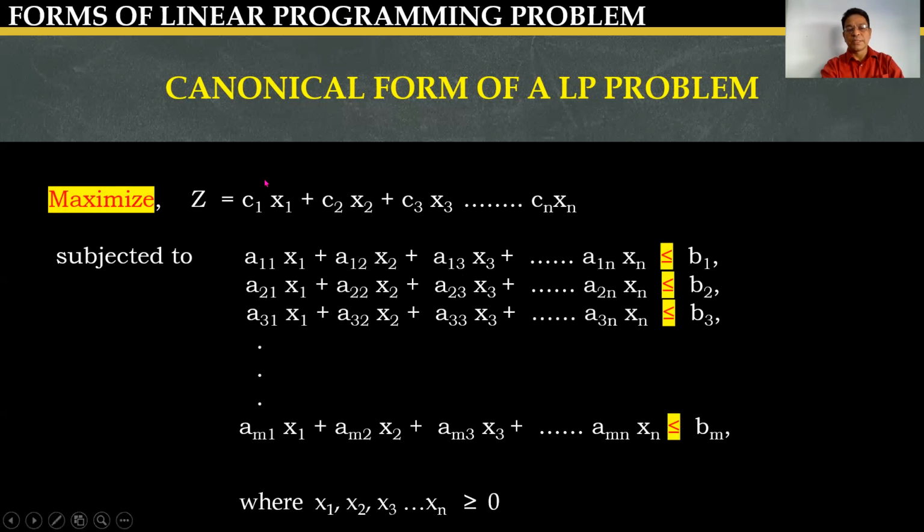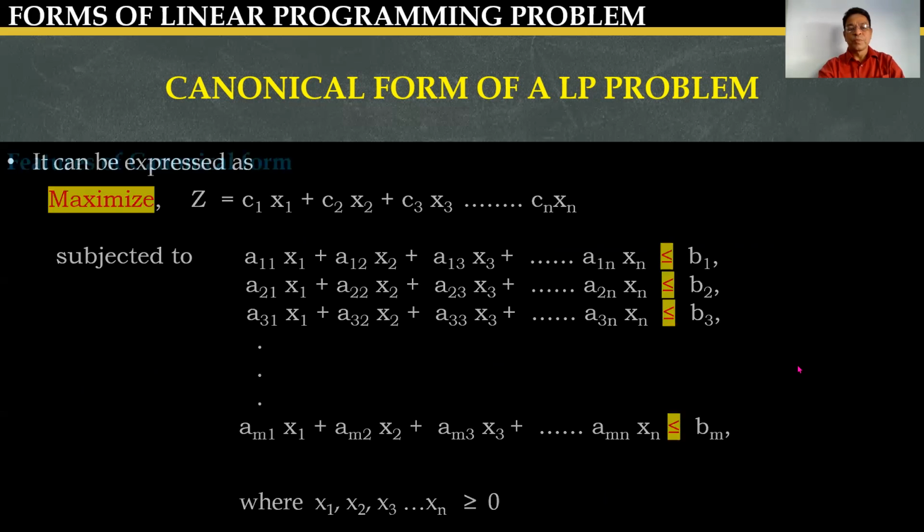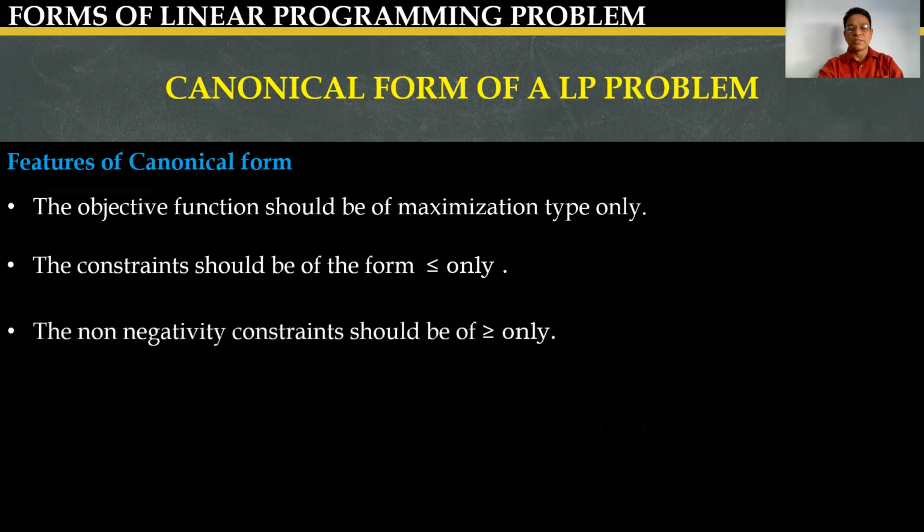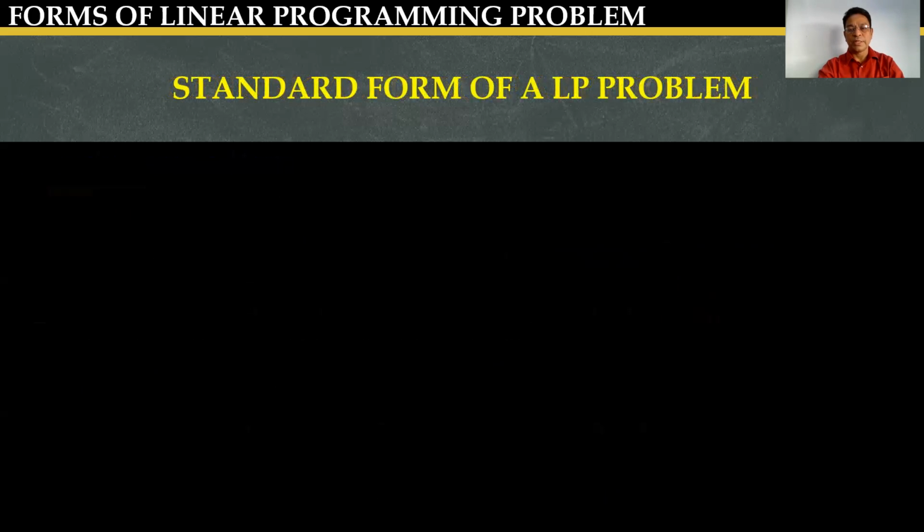So it can be represented in this way, as we saw the general form, where we have maximize type only and less than or equal to type constraint only. The features of canonical form are the objective function should be of maximization type only, the constraint should be of less than or equal to form only, and non-negativity constraint should be greater than or equal to type only.